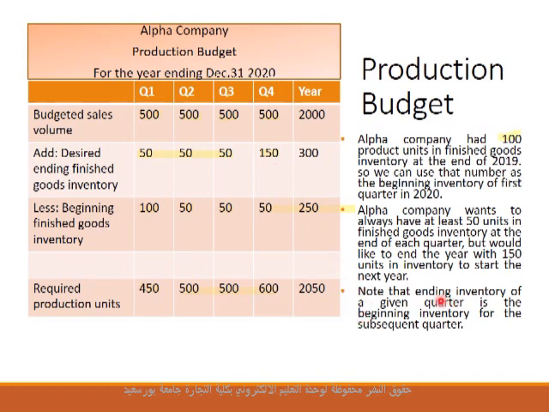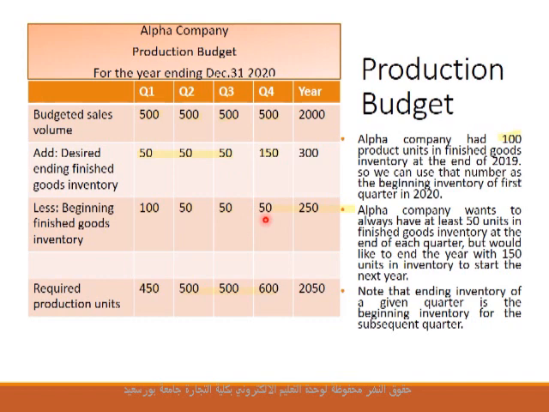And you need to recognize that ending inventory of a given quarter is the beginning inventory for the subsequent quarter. So ending inventory of the first quarter is 50 units, so the beginning inventory of the next quarter, the second quarter, is 50 units. The ending inventory of the second quarter is 50 units, so the beginning inventory of the third quarter, the next quarter, is 50 units as well. In the same manner, ending inventory of the third quarter is 50 units, so the beginning inventory of the last quarter is 50 units.